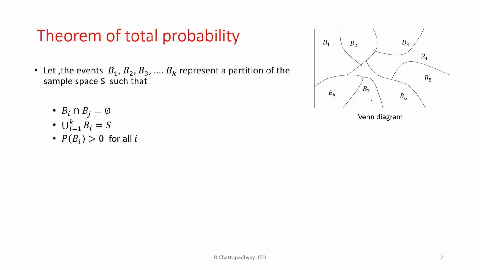such that, if we look at this diagram, Bi intersecting Bj is psi, this means null. There is no intersection between the events. Second thing, the union of these events is basically the sample space, that is S, and the probability of each event is greater than 0.